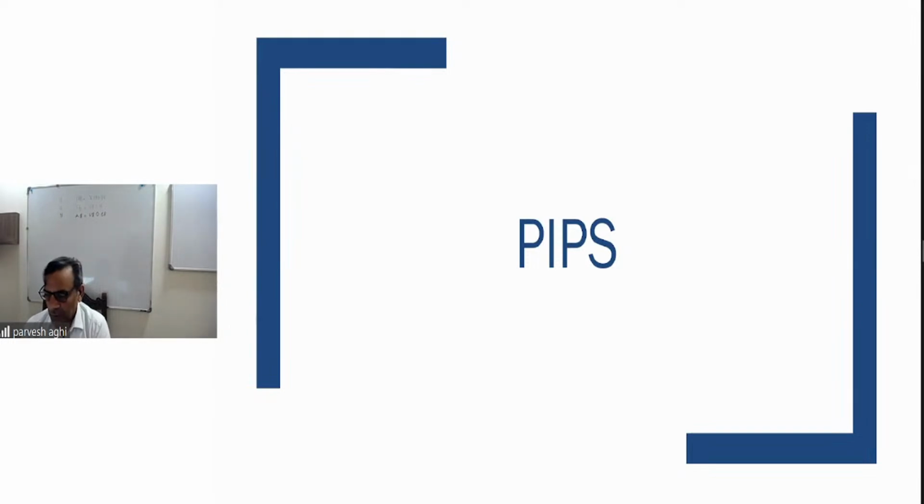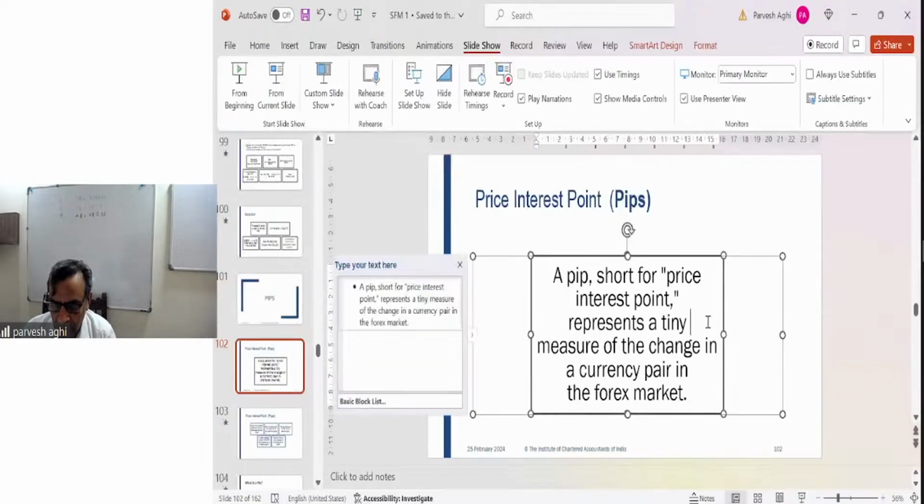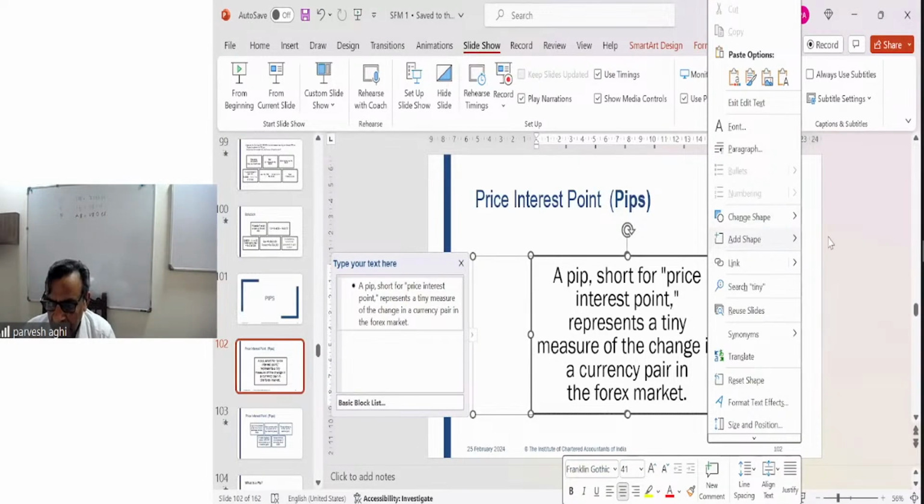Okay, pips. So what is the full form of pips? It is called price interest points. A pip, short for price interest point, represents a tiny measure of change in a currency pair in the forex market. Now we all know that the currencies are quoted in pairs. So for example, I'll add one more box here to explain that a little better.